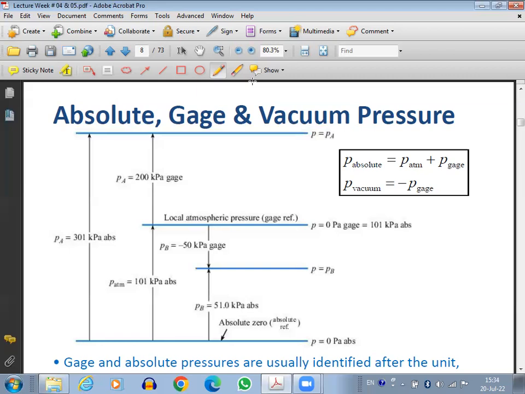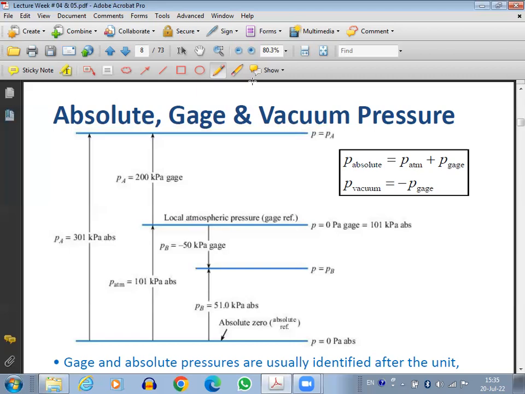Now let's discuss the concept of gauge pressure. We live in the atmosphere, so the atmosphere is all around us. The atmosphere has a pressure, and that pressure is being exerted over us all the time, but we are comfortable in it. We don't feel any discomfort, because this is the atmospheric pressure, and we are made to survive in the atmosphere.